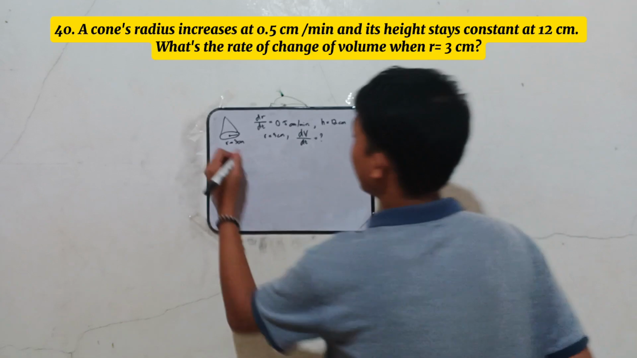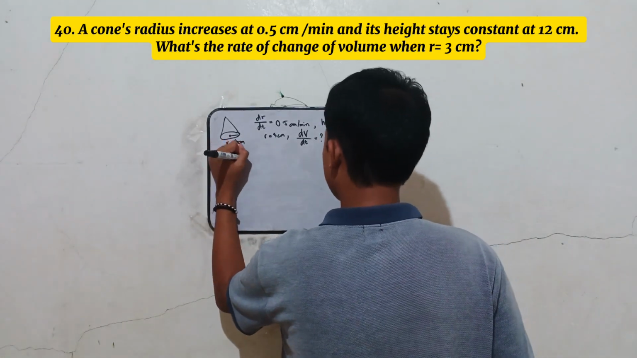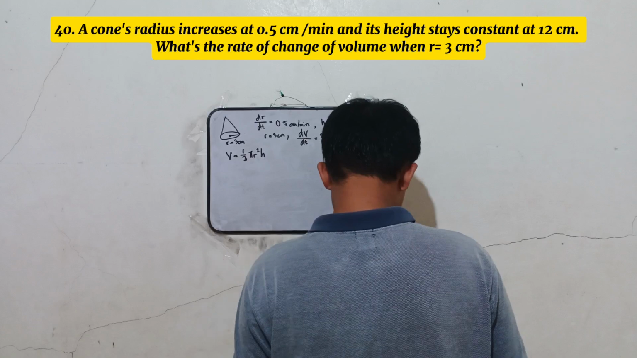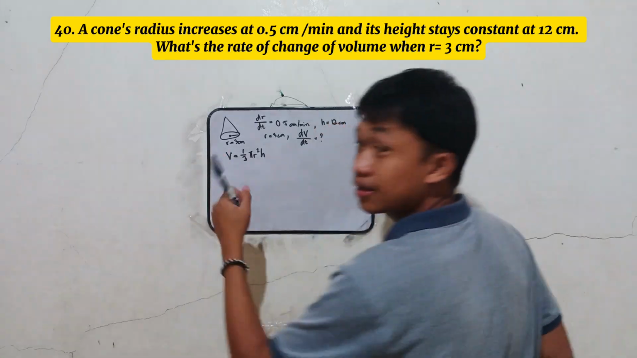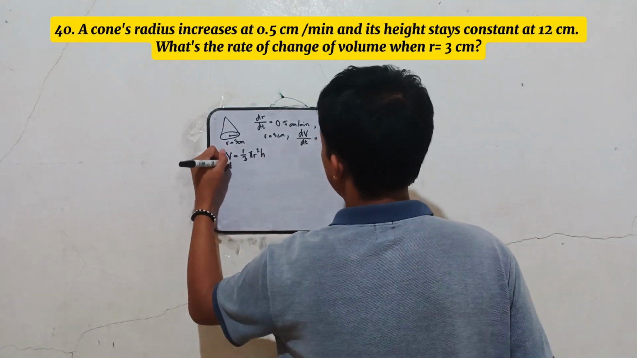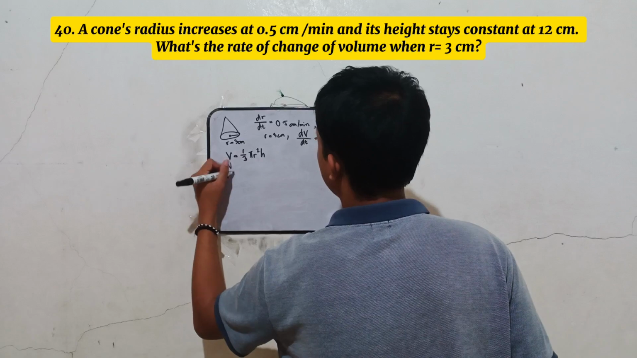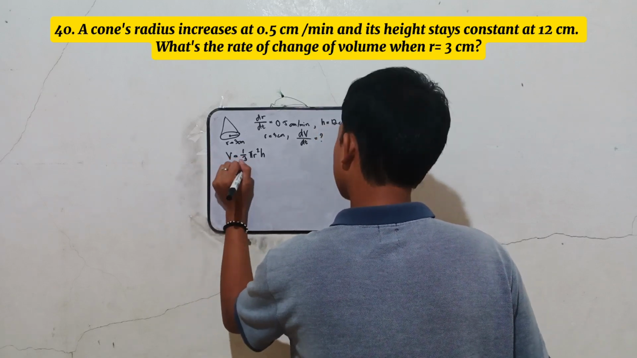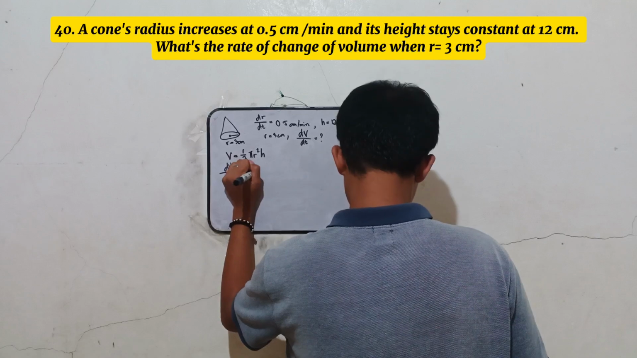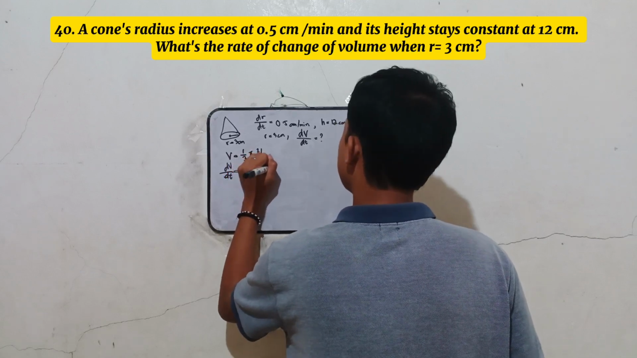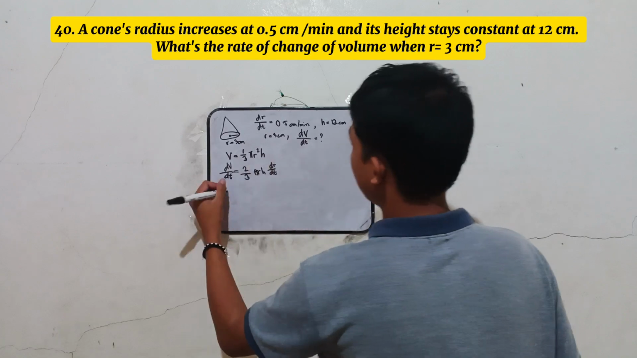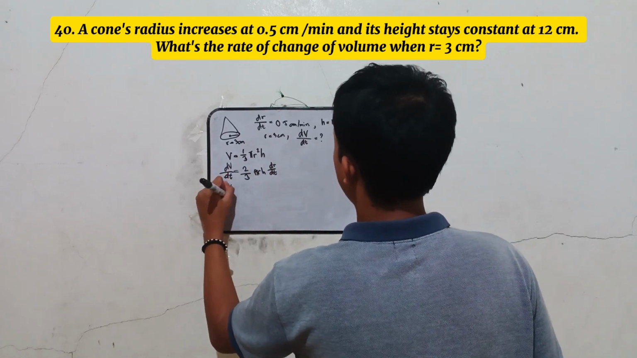So the volume of a cone is 1/3 pi r squared h. Then let's derive the formula. This will become the derivative of volume with respect to time. So this will become 2/3 pi r squared dr over dt. Then substitute the given values.